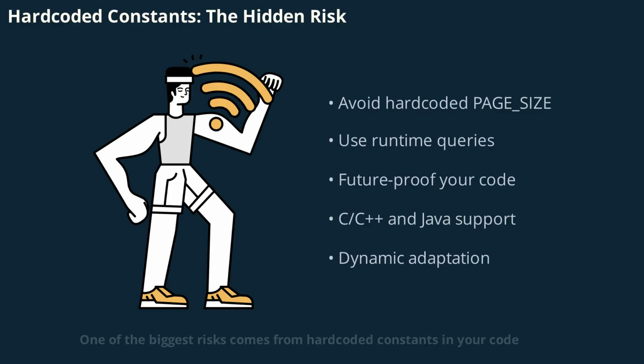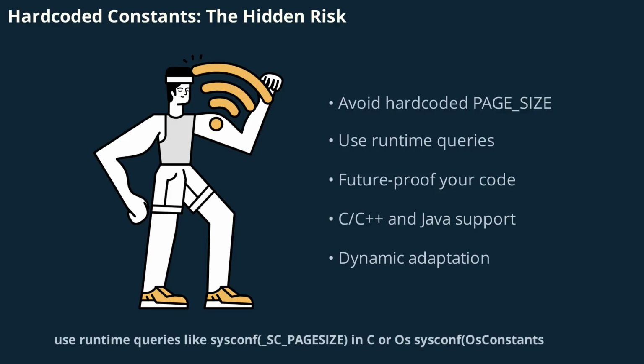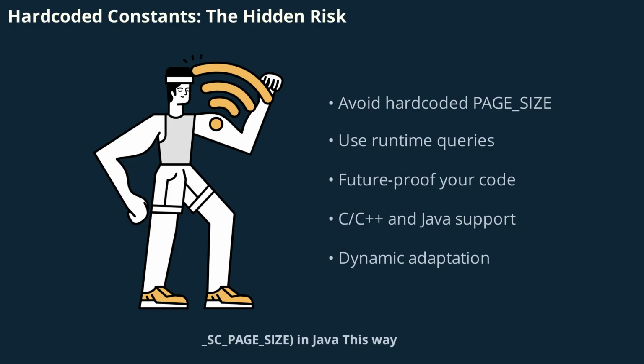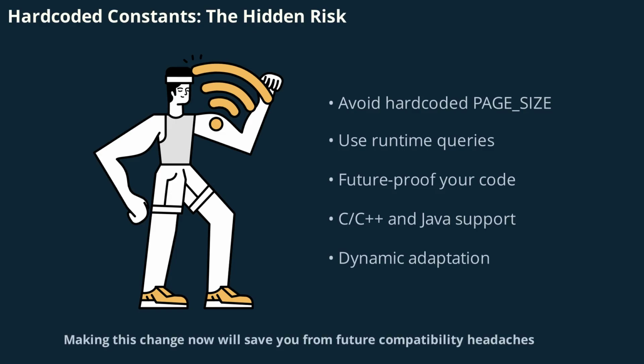One of the biggest risks comes from hard-coded constants in your code. Many C and C++ libraries define PAGE_SIZE as 4096, assuming a 4 KB page. This needs to change. Instead, use runtime queries like sysconf(_SC_PAGE_SIZE) in C or Os.sysconf(OsConstants._SC_PAGE_SIZE) in Java. This way, your code adapts dynamically to whatever page size the system enforces, whether it's 4 KB, 16 KB, or something even larger in the future. Making this change now will save you from future compatibility headaches.